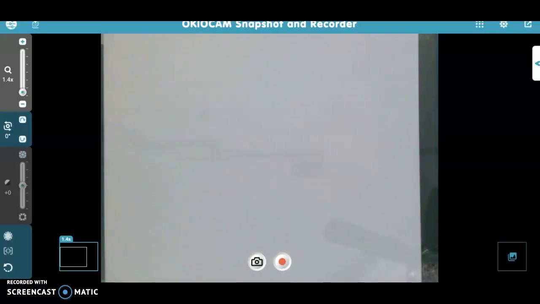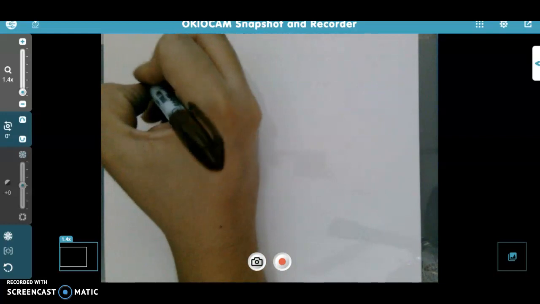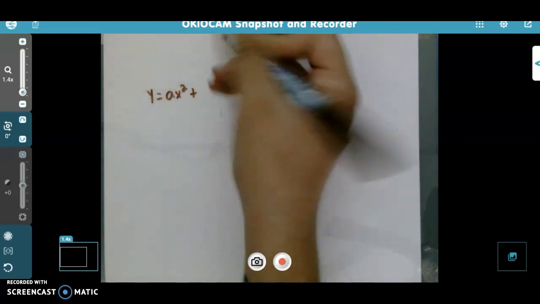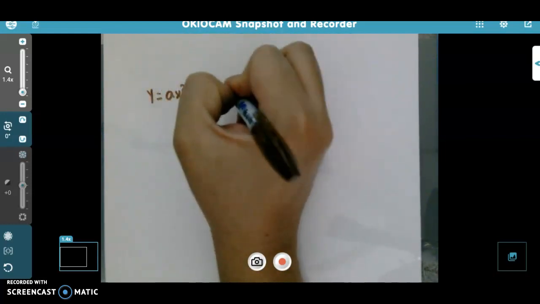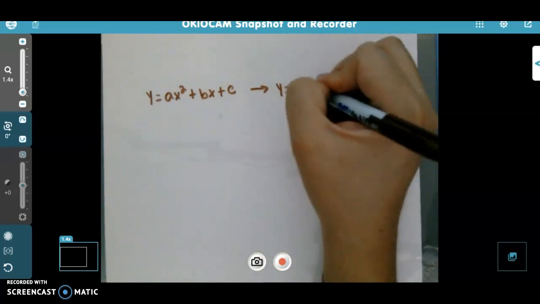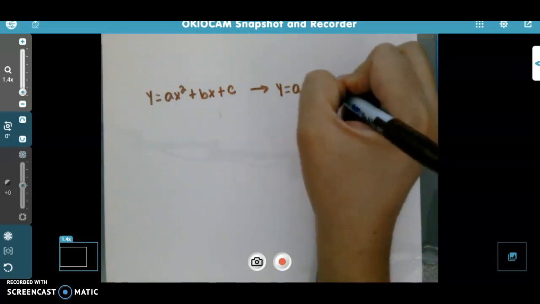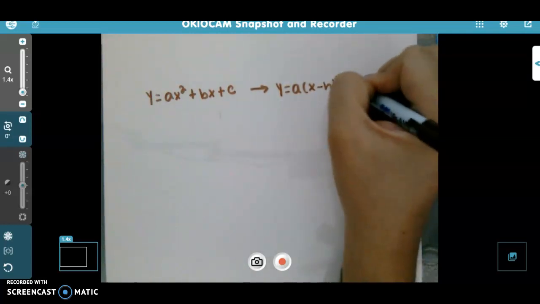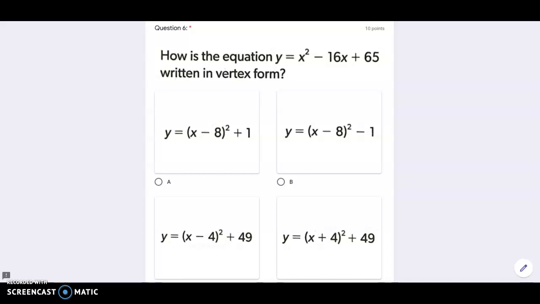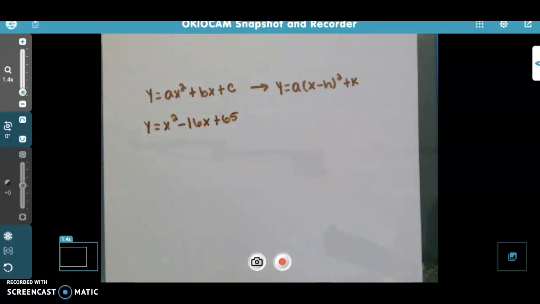Alright, so we know that we need to go from standard form quadratic, which is y equals ax squared plus bx plus c, and we need to go to vertex form, which is y equals a parentheses x minus h to the power of 2 plus k. Okay, I'm going to go ahead and write that form that I have. So I need to look here. So my original standard form is y equals x squared minus 16x plus 65. Okay, I'm hopping back onto the dot cam so you can see me.